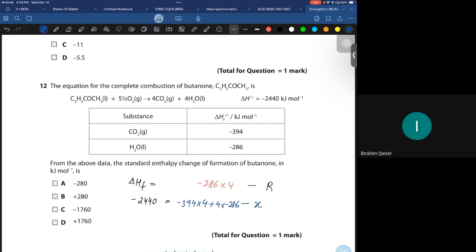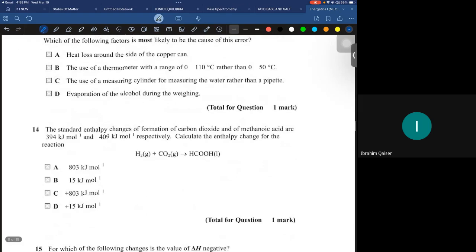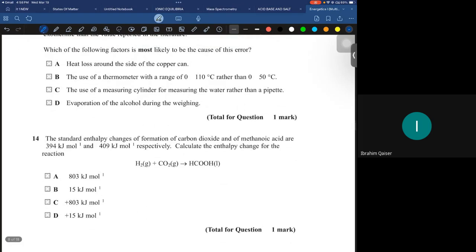Sir, can you please send this worksheet on the group? Okay, I'm sending you this. See this? 14. See this?